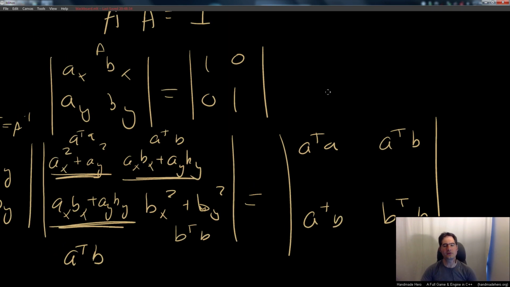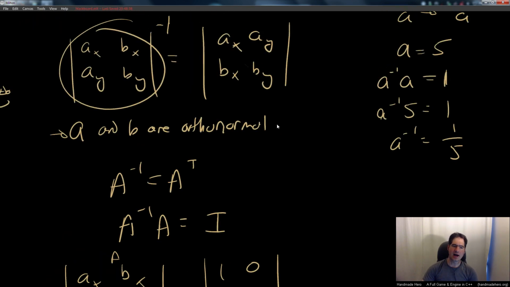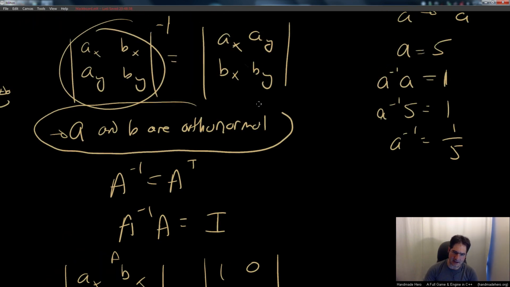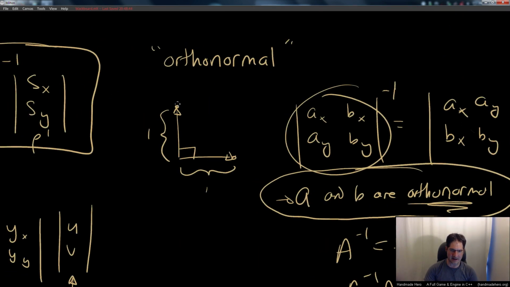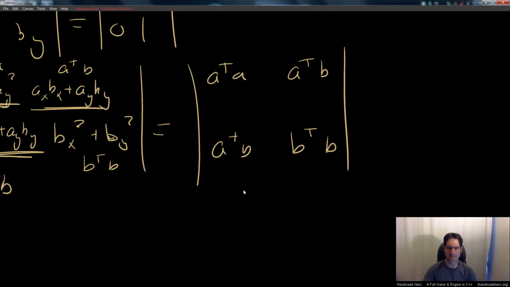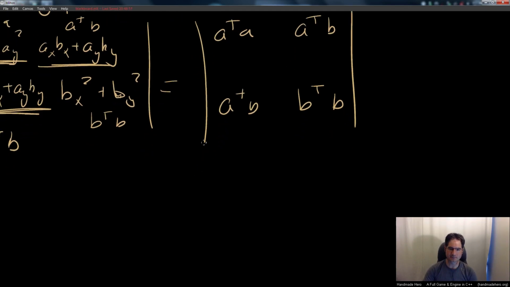Well, what are those values? I would invite you to look back here at A and B being orthonormal. What did I say orthonormal meant? I said it meant they had unit length and that they met at a right angle. Okay, do you see it yet? If not, I'll keep going.